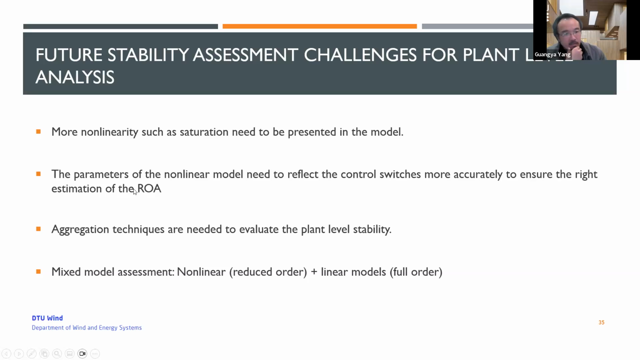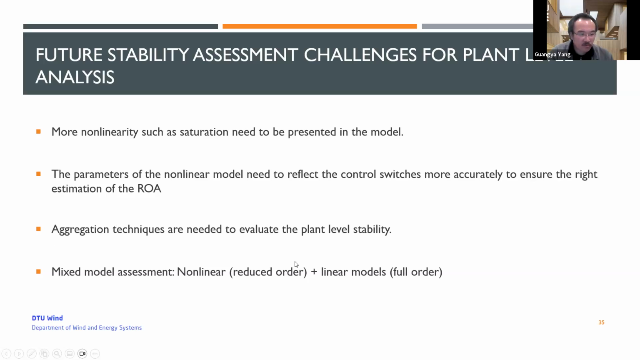And then yes, the coefficients of the nonlinear model, the second order model, need to be expanded to reflect the control switch more accurately. Because once the control switches, you have reactive current and active current that follow different paths, and that should also be reflected more accurately by the model.